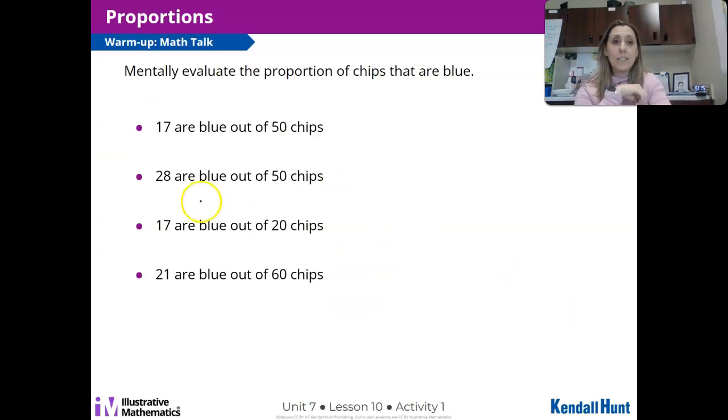So go ahead and hit pause and write those down in your notes. If you're following along in your book, we are on page 234, and those questions are at the top of that page. So write those in.